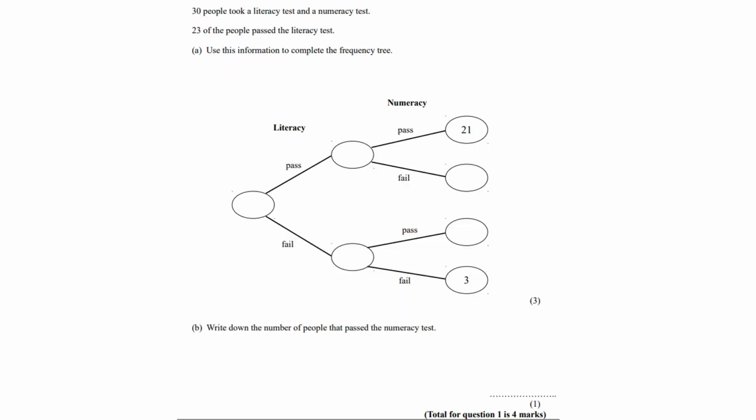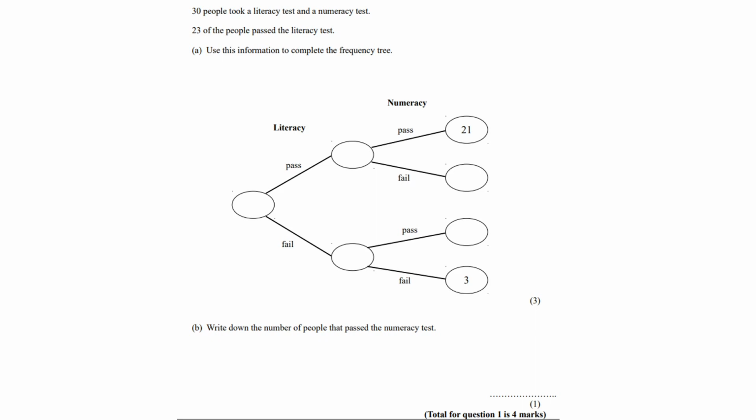Now let's look at an exam style question. 30 people took a literacy test and a numeracy test. 23 people passed the literacy test. So using the information we've already been given, fill out this frequency tree.